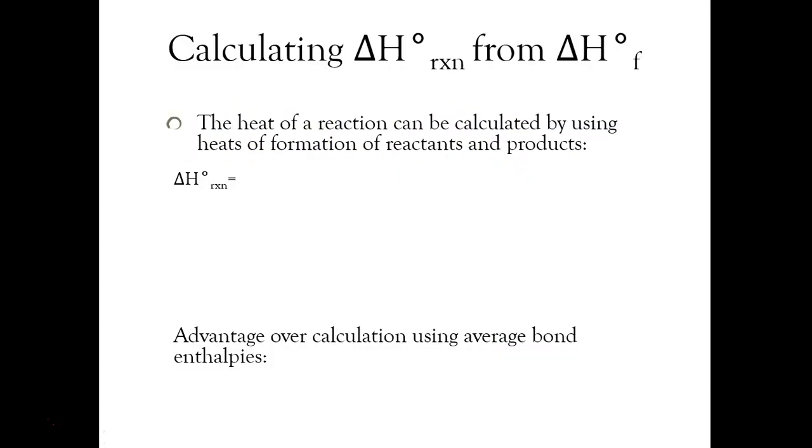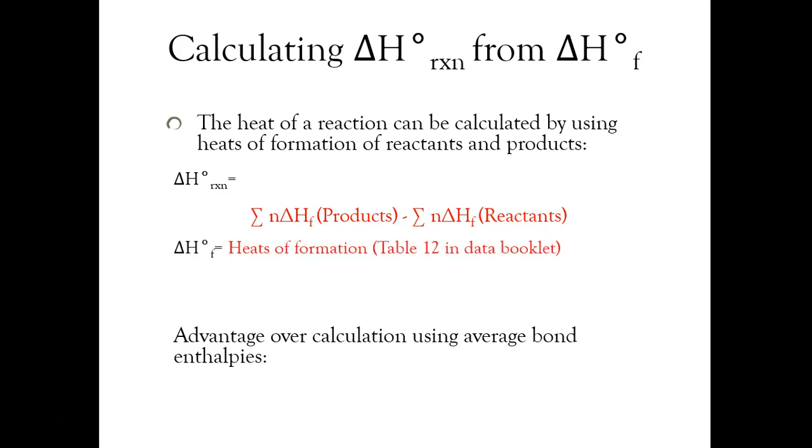Okay, now, just because we haven't calculated enthalpy enough different ways, let's add one more. All right, so we can calculate the heat of a reaction from the heats of formation of the reactants and products. Okay, so we can take the sum of n, which is the number of moles, times the heat of formation for each product and each reactant. And I think it'll be clearer when you see an example what that means exactly. And heat of formation is abbreviated as delta H sub F, and these are given in table 12 in the data booklet.